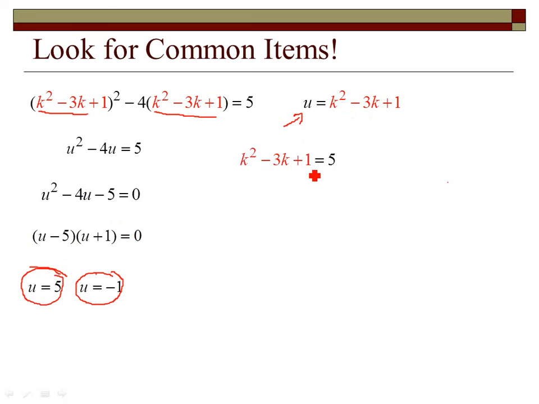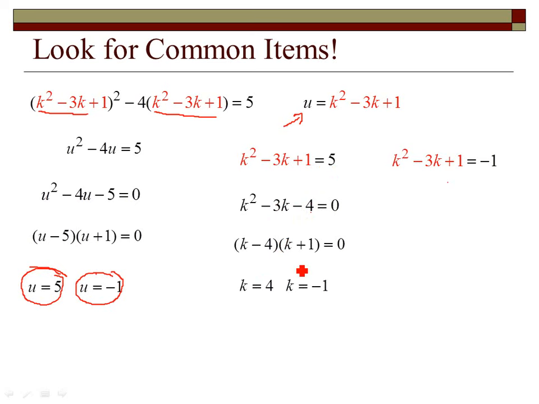And then I can solve this like a normal equation. I'll also get k squared minus 3k plus 1 equals negative 1, so I plug in the other one as well. But I'm going to work on this one first. So I'll subtract 5. I get k squared minus 3k minus 4 equals 0. This factors to k minus 4, k plus 1. So I get k equals 4 and k equals negative 1.